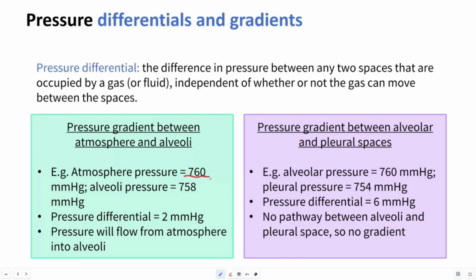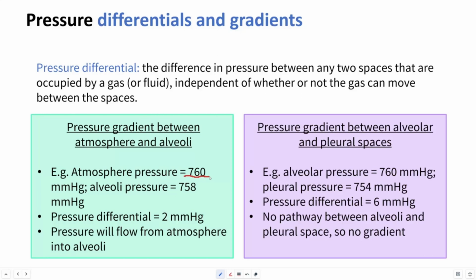The collective volume of the alveoli within the lungs is called the alveolar volume, and it's associated with the pressure known as the intrapulmonary pressure. Intrapulmonary pressure fluctuates with breathing and equals about 760 millimeters of mercury at the end of both inspiration and expiration.